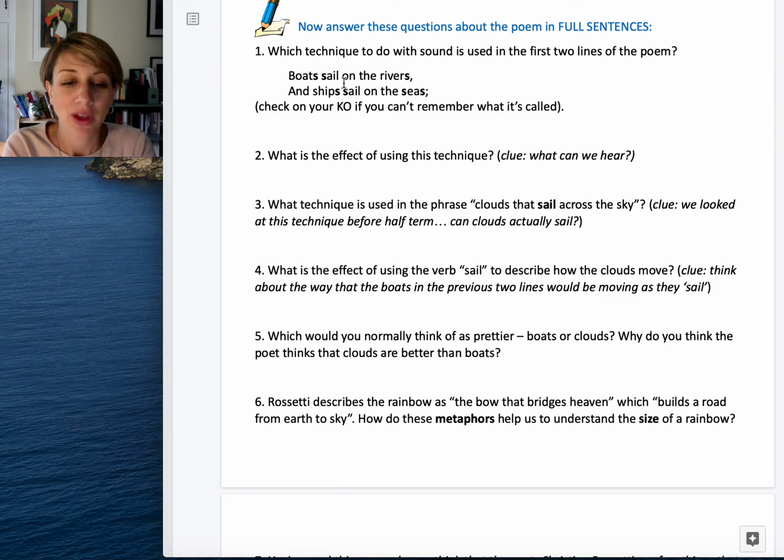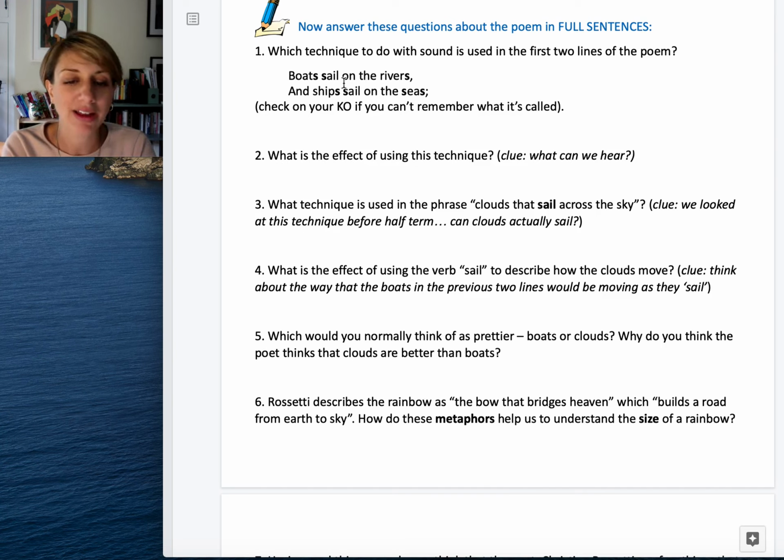Okay. Question number 4. What is the effect of using the verb sail to describe how the clouds move? Clue: think about the way that boats in the previous two lines would be moving as they sail.